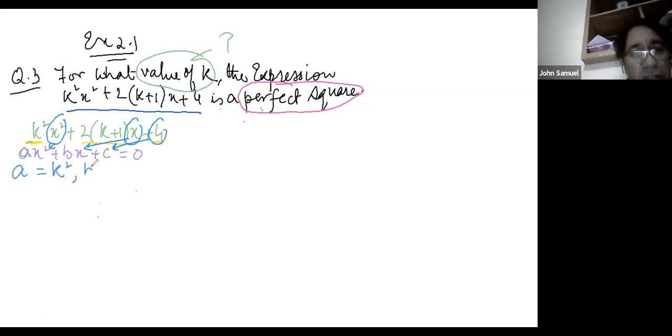Then what is b we have? B is equal to 2 into k plus 1. And what is c we have? C is equal to 4.